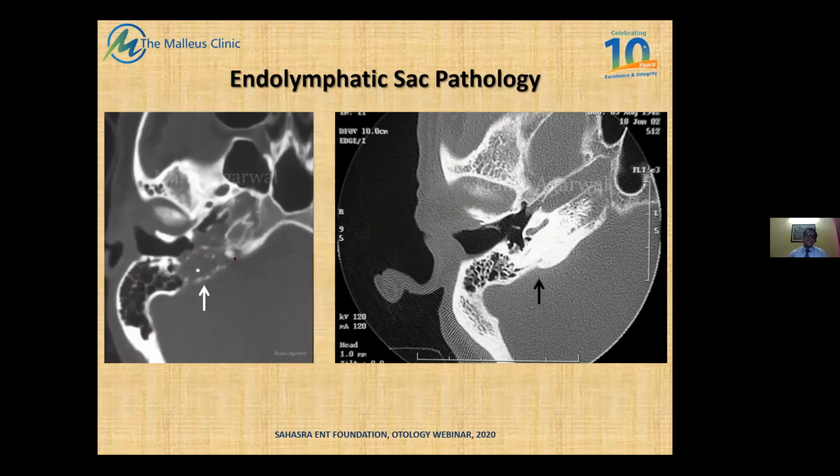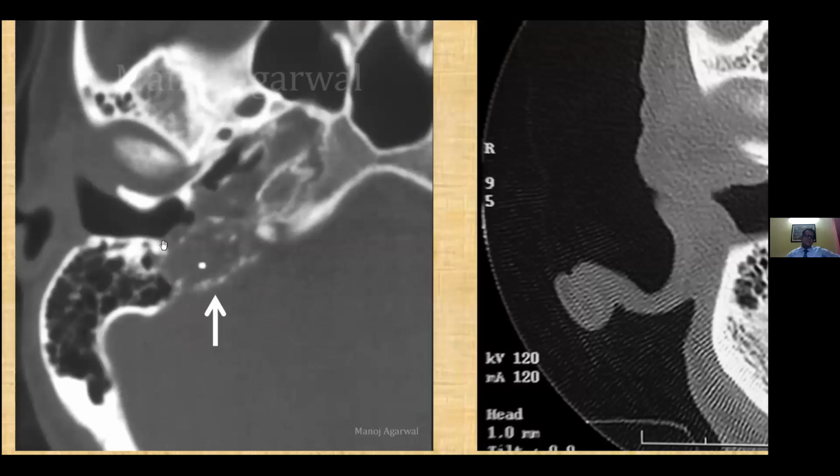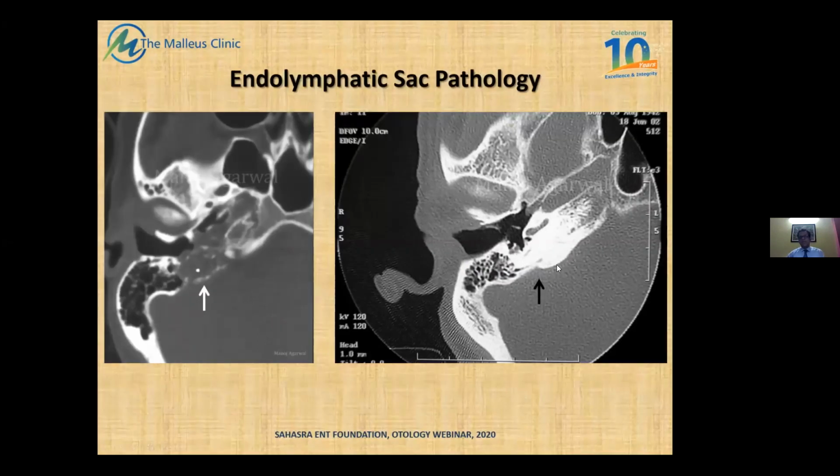Okay. This is the same endolymphatic sac pathology. See how it has come in close contact with the tympanic membrane. You can see the tympanic membrane here. So this is the entire endolymphatic sac tumor. It's come in close proximity to the eustachian tube opening. And you can see the normal vestibular aqueduct over here.